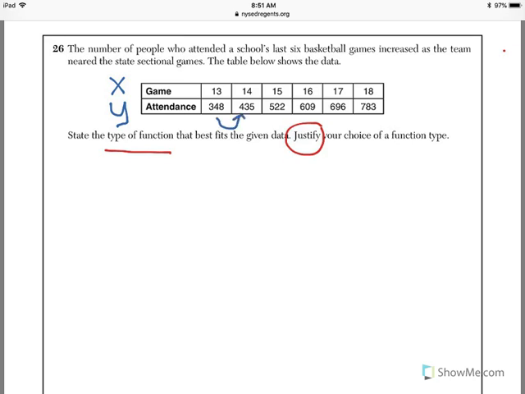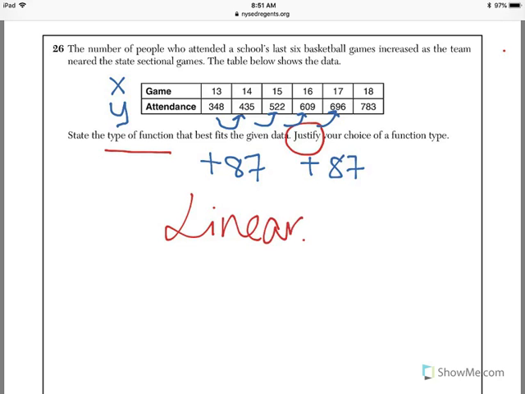So how are we getting from 348 to 435, and then to 522, and so on and so forth. If we look at this, we can see that we're consistently adding 87 each time to get to the next term. And since we are adding consistently, this must be a linear function. And my explanation would have to state that in linear, you're repeatedly adding.